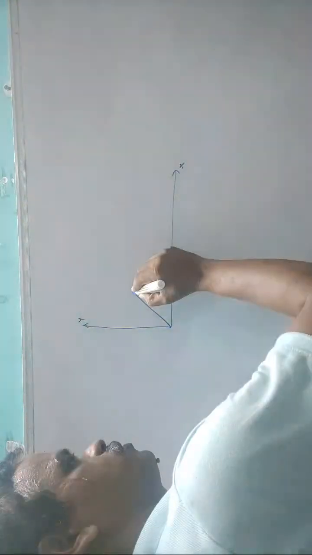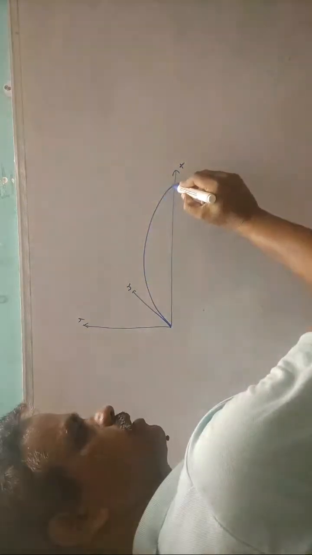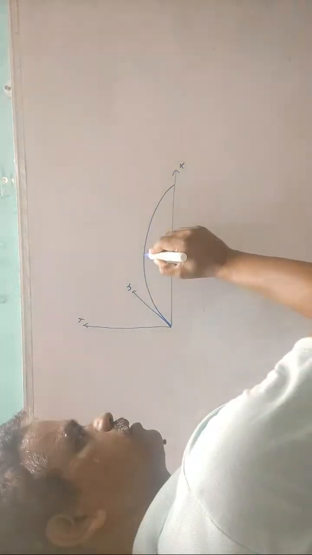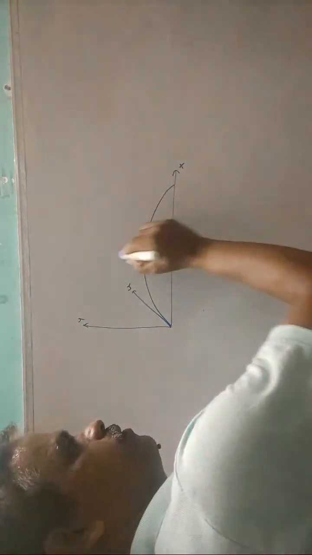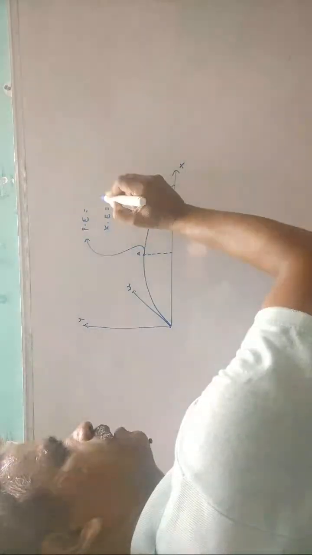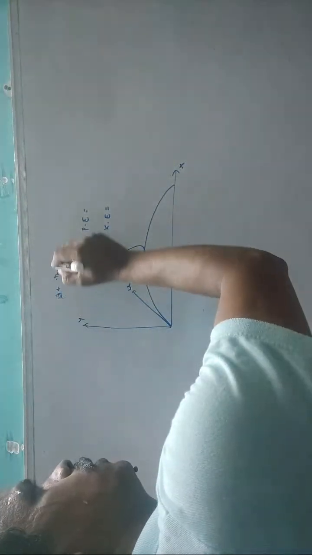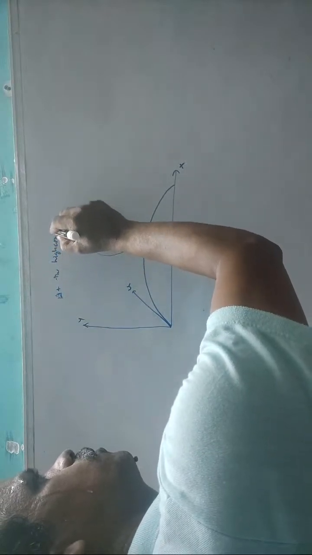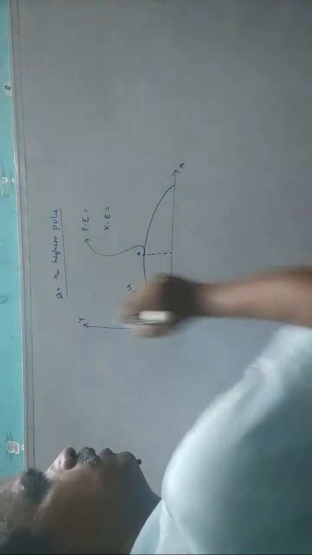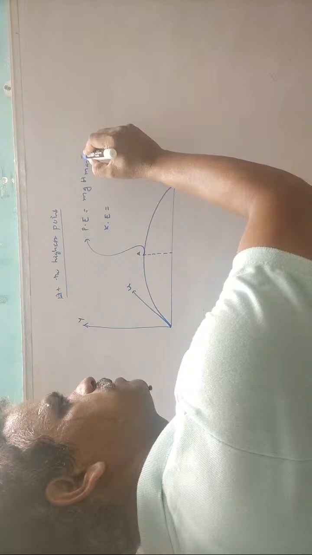X-axis, y-axis. I projected with velocity u. The path of the obliquely projected body is like this. At the highest point, this is the highest point. See, we want to calculate at the highest point, what is the potential energy? What is the kinetic energy? So at the highest point, see, the potential energy formula generally we have is mg h max.